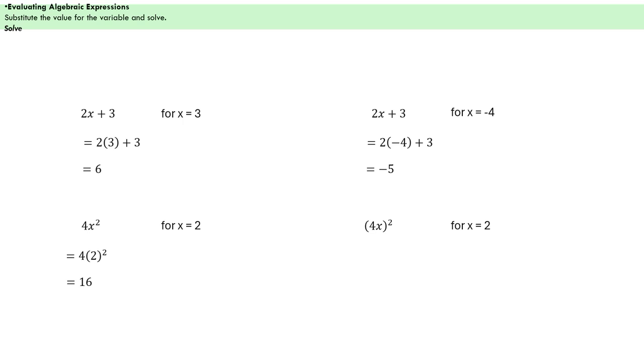Now in this example, unlike the other 4x squared, the brackets are around the 4x, and everything that's inside the brackets, the 4x, is raised to the exponent 2. So first we have to multiply 4 times 2, which will give us 8, and then raise that to the exponent 2. So 4 times 2 is 8. 8 to the exponent 2 is 64.